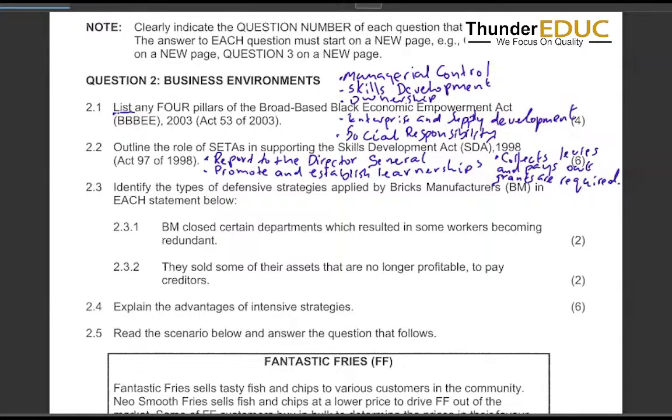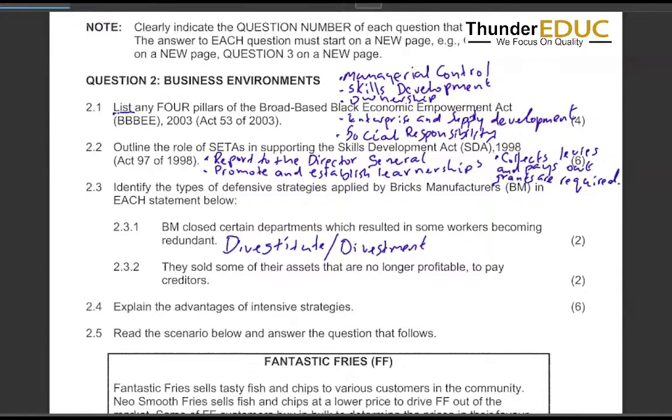Okay, right, grade 12s. So now let's move on to 2.3. 2.3.1 reads as follows: identify the types of defensive strategies applied by Bricks Manufacturers in each statement below. If we check 2.3.1, BM closed certain departments, which resulted in some workers becoming redundant. So now this is nothing but divestment.